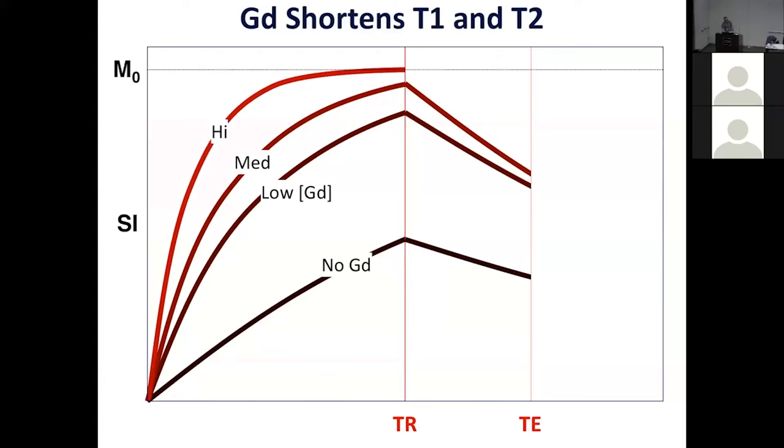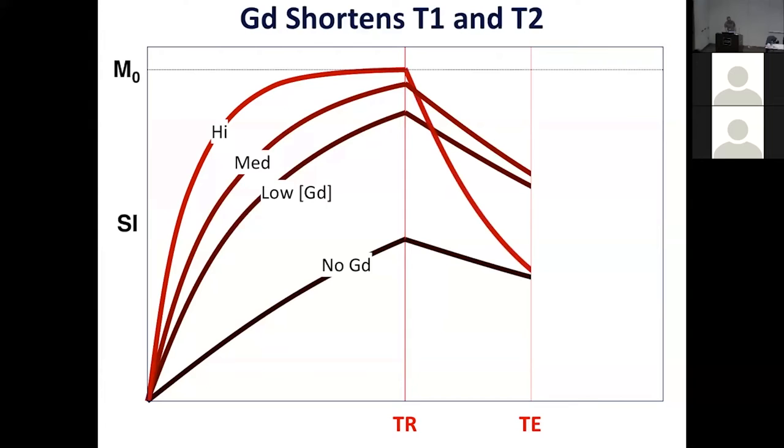But notice that no matter how much gadolinium we give, we can never have more signal than M0. So gadolinium doesn't increase the signal above M0. It just allows us to reach M0 quicker. So with high gadolinium, we've reached M0 by the time of TR. With no gadolinium, we haven't reached M0. But that's the only difference. Gadolinium doesn't change M0. It just gets us to M0 faster. But with high gadolinium, we now start losing more signal faster. And now look what happened. So high gadolinium actually drove our signal back down to what it was like if we hadn't given any gadolinium at all on a T1 weighted image.